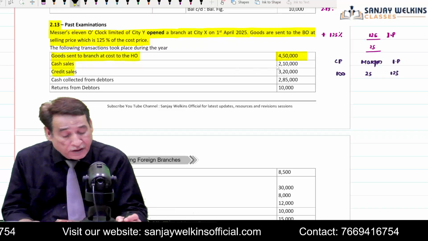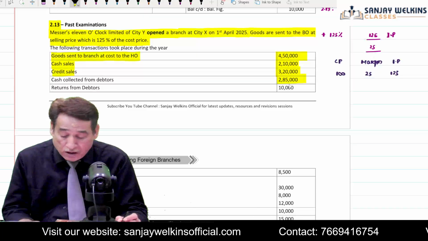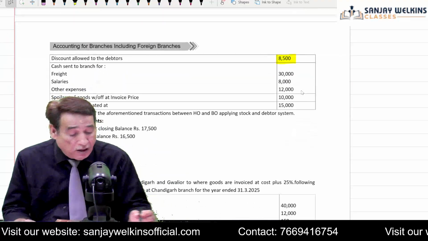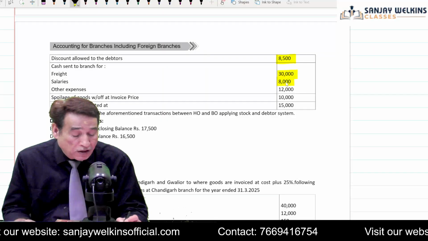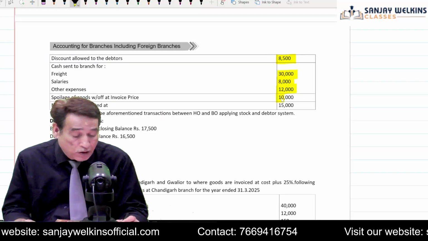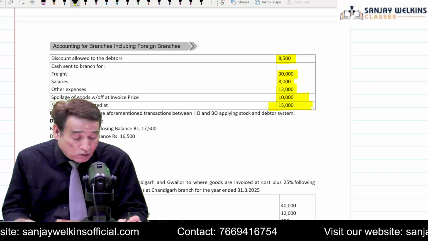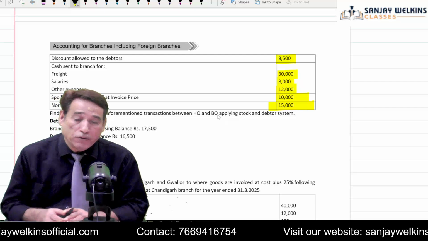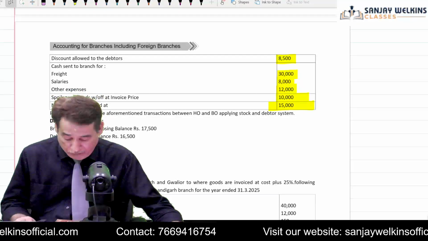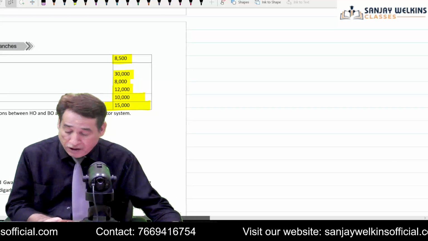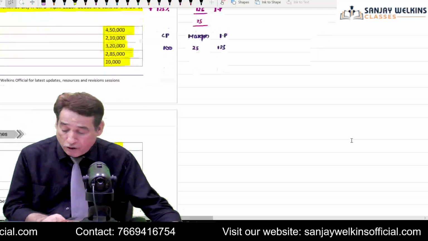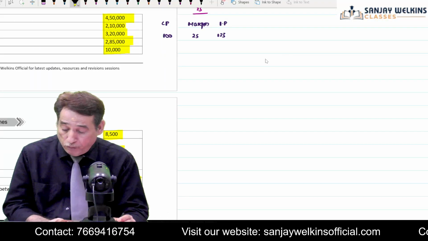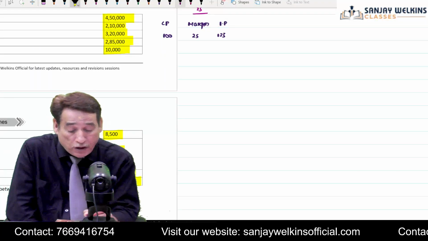Then cash sales and credit sales are given in this particular question. Cash collected from debtors, returns from debtors are also given. Discount allowed to debtors is given. And then total expenses, 30 plus 8, 38 plus 12, 50,000 are the total expenses. Spoilage is also given, and in this question, normal loss is also given. Correct? So under stock and debtors system, we are supposed to solve this particular question. Actually, here I have given net answers only, and that is the reason I am solving it. Otherwise, you should be in a position to do this particular question. So this is question 2.13.